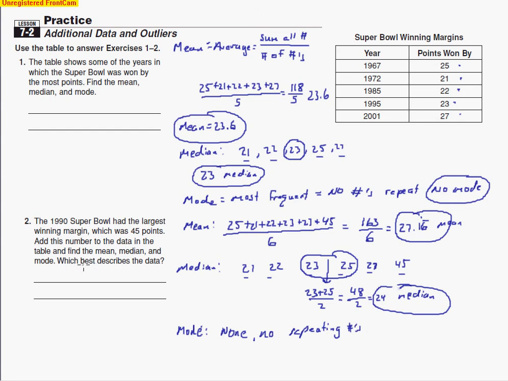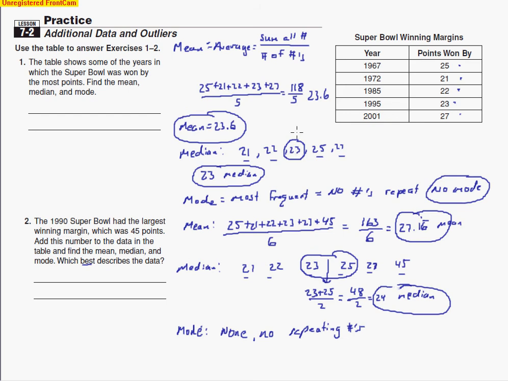Which best describes the data? Well, typically the mean is the best description of the data. However, for instance, let's take a look at number 1 here. See that there's a little bit of a difference between these numbers. And the reason why the mean's a little bit bigger is because we have to add these numbers. 25 and 27 are 2 away. 25 is 2 away from 23. 27's 4 away. Well, you look at these two numbers, they're just 1 away. 22's 1 away, 21's 1 away. So that's why the mean's a little bit bigger to compensate for those bigger numbers like 25 and 27. Wherein the median is just exactly the middle number, 23.